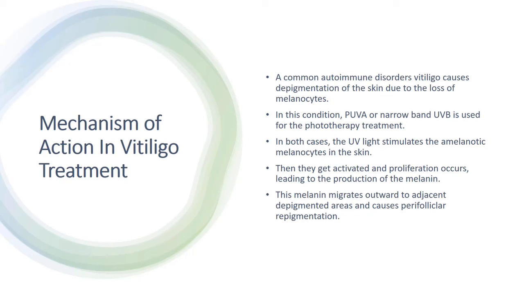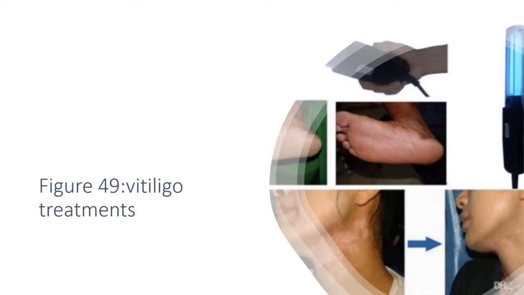Mechanism of action in vitiligo treatment. A common autoimmune disorder, vitiligo causes the depigmentation of the skin due to the loss of melanocytes. In this condition, PUVA or narrowband UVB is used for the phototherapy treatment. In both cases, the UV light stimulates the amelanotic melanocytes in the skin. Then they get activated and proliferation occurs, leading to the production of melanin. This melanin migrates outward to the adjacent depigmented areas and causes perifollicular repigmentation. Vitiligo treatments.